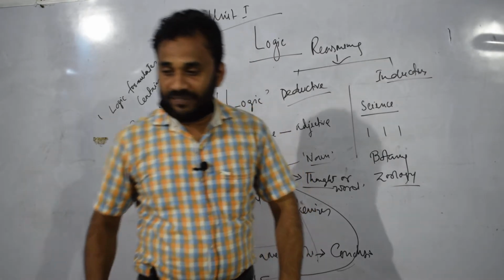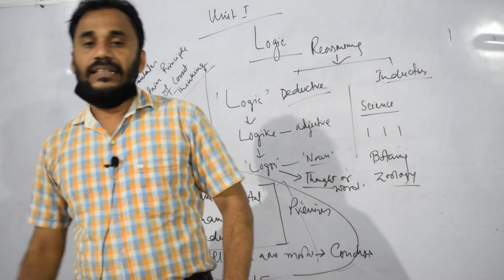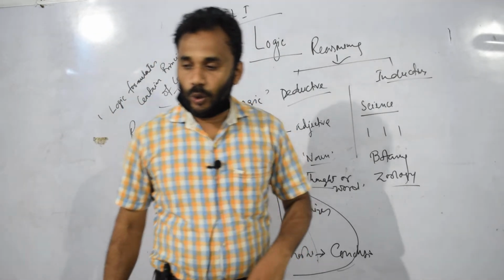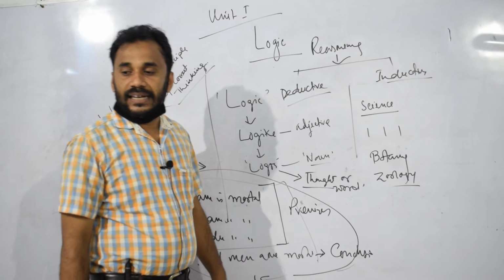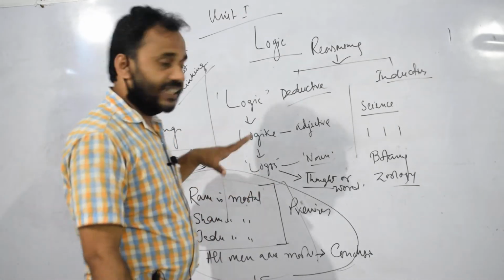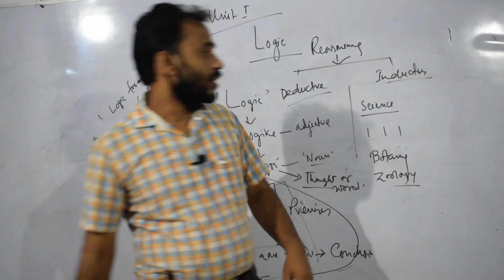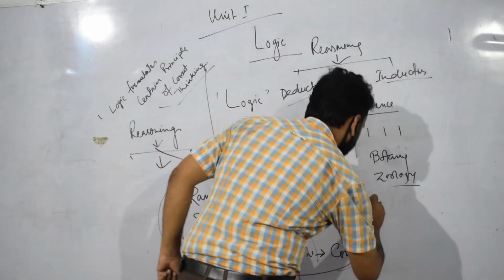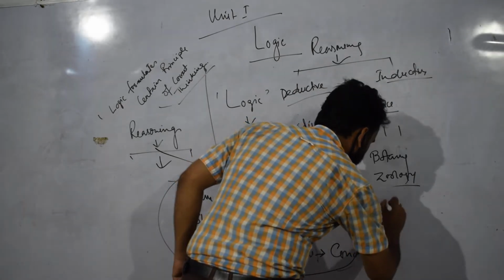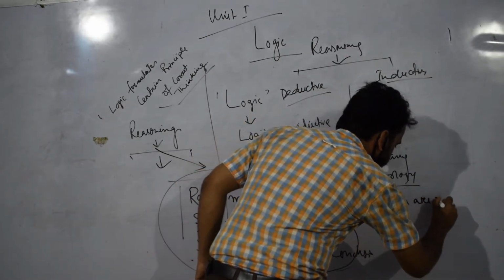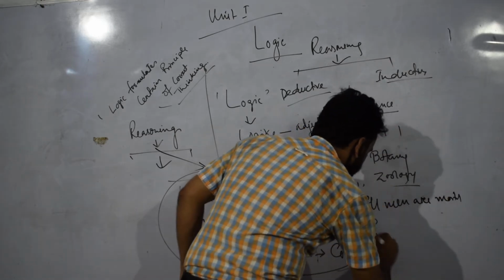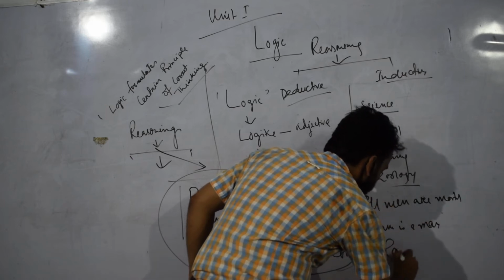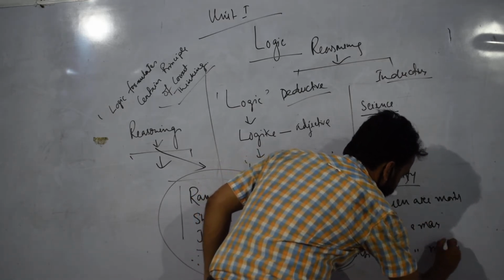So deductive inference. In a deductive inference, the conclusion is drawn from one or more given premises. The conclusion cannot be more general than the premises. For example, all men are mortal. Ram is a man. Therefore, Ram is mortal.